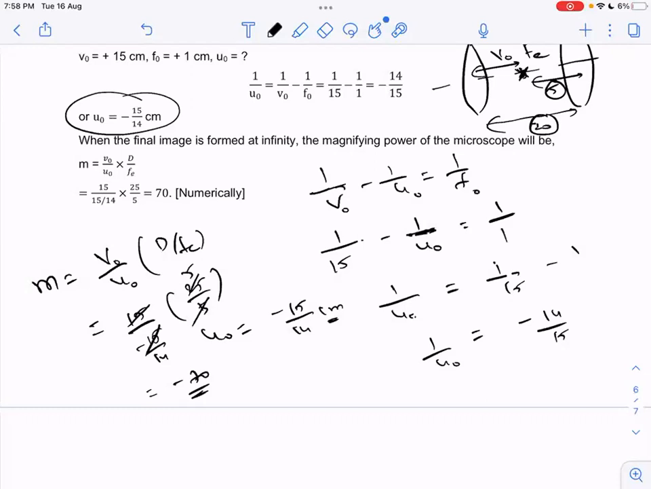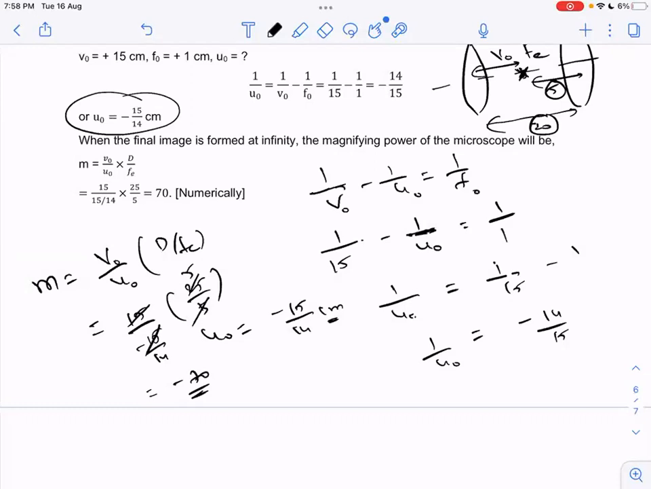So this is all about simple and compound microscope.